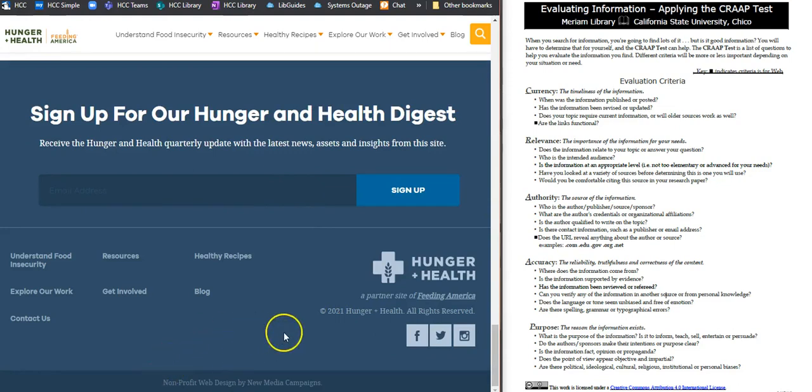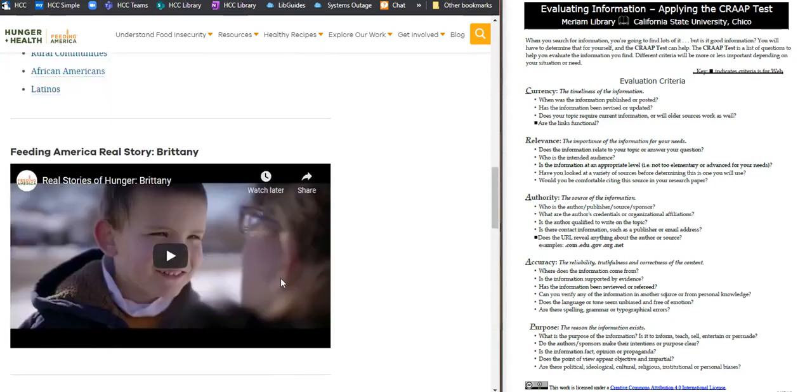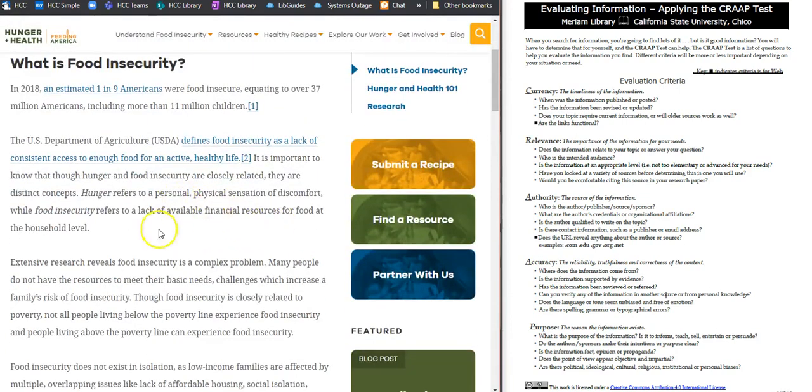It says Hunger and Health is a partner site of Feeding America. Maybe we can find out more information about that organization. The relevance. Well, I didn't really make a case for that. I just said I was going to search for food insecurity. But is it at an appropriate level that I could read?